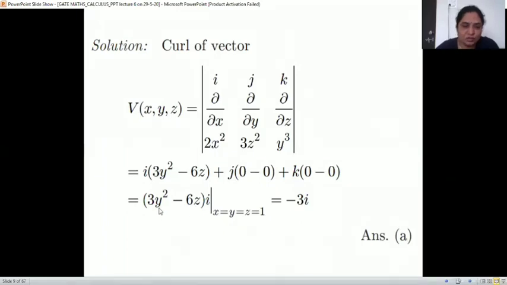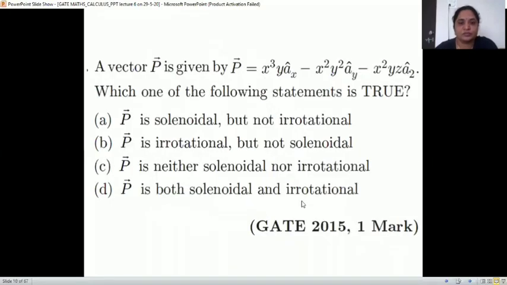So we are substituting y is 1, z is 1. So it is 3 minus 6. That is minus 3i. So your correct answer is minus 3i. Very good. Chalo, next question.